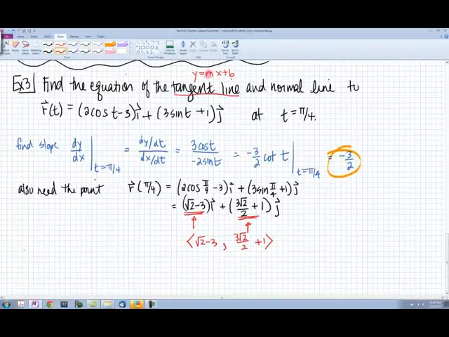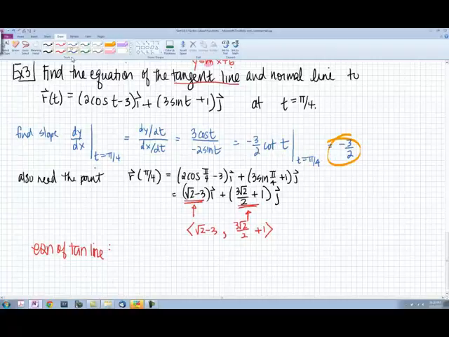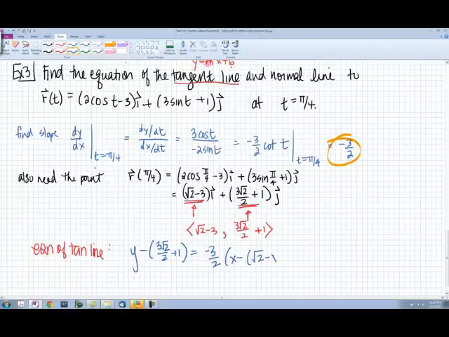So the equation of our tangent line I can write out using point-slope form, and that's going to be y minus y1 equals m times x minus x1. And I'm going to go ahead and leave the equation like this and not write it in slope-intercept form. There's nothing that says I had to.